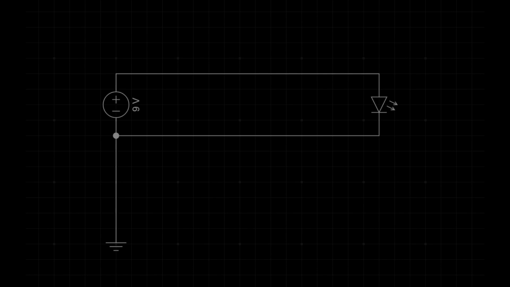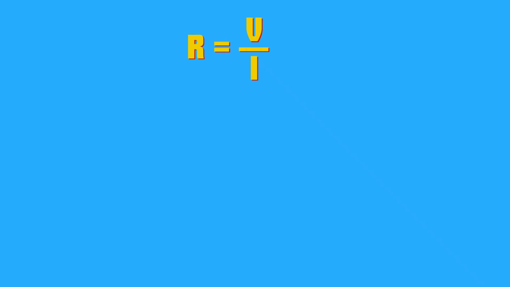What resistance of a resistor should we use? This is where Ohm's law comes to the rescue. Ohm's law states that resistance is voltage divided by current.